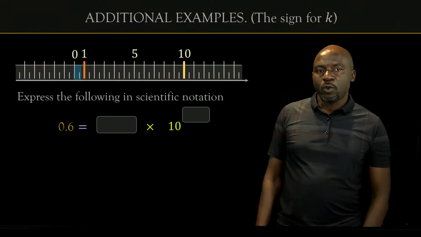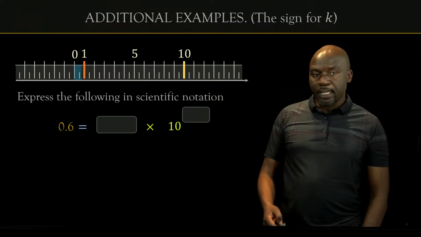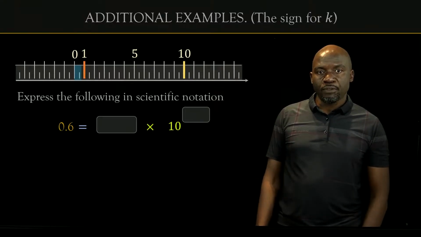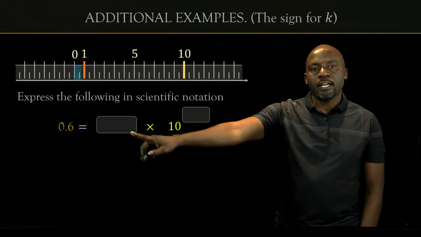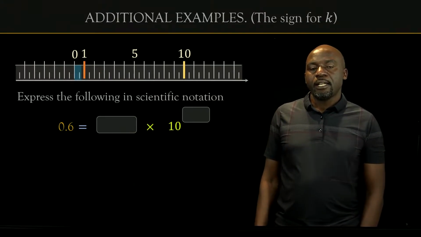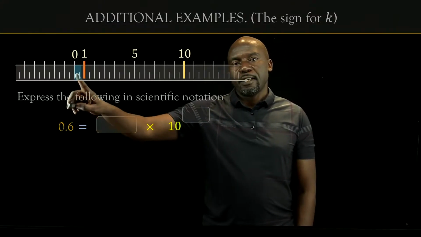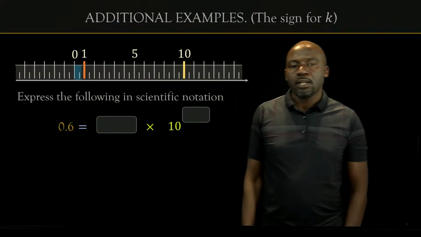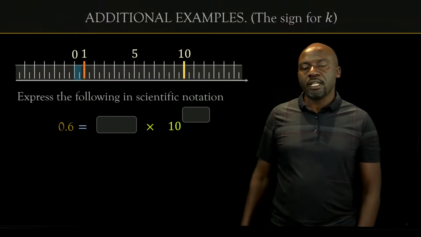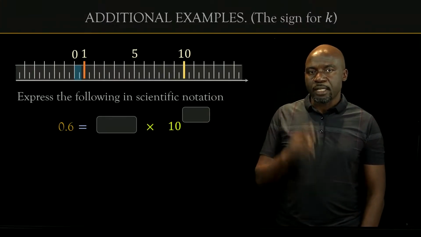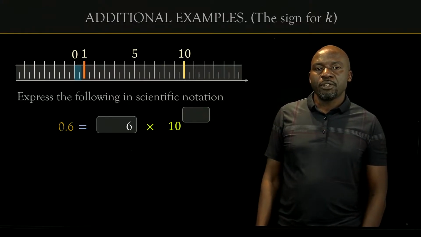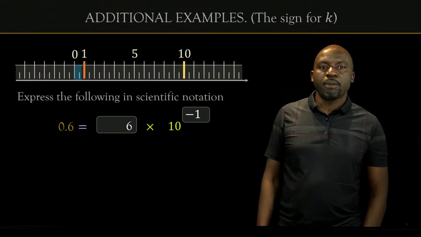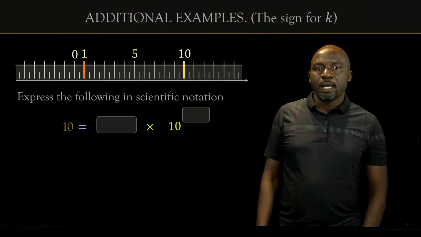A number lying between 1 and 10 needs to be 6. Remember to pause the video and try before you see the answer. So it's going to be 6 here, multiplied by 10, because this number is less than 1, so we have a negative here. But how many decimal places have we moved? 1 decimal place, so I expect negative 1 here. So my answer is going to be 6 multiplied by 10 to the power of negative 1.